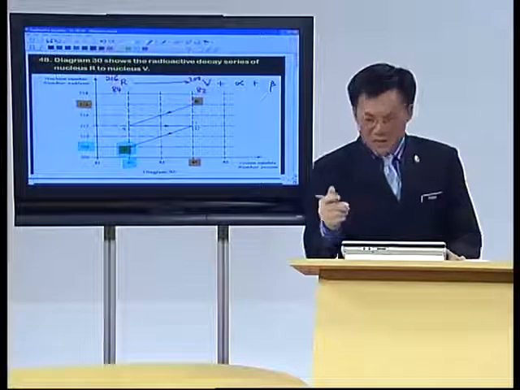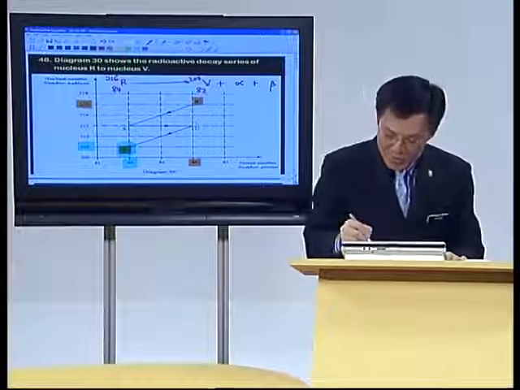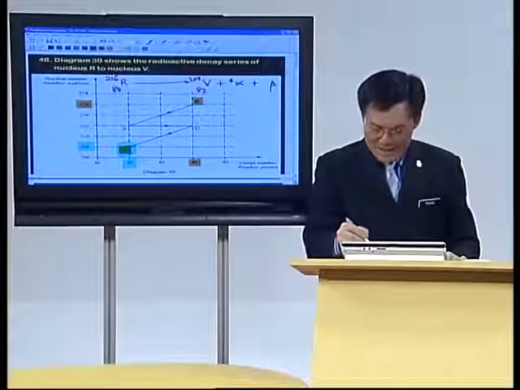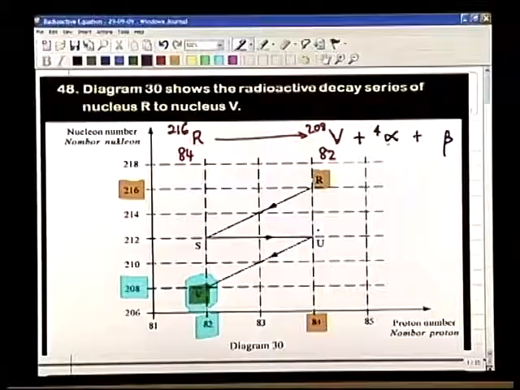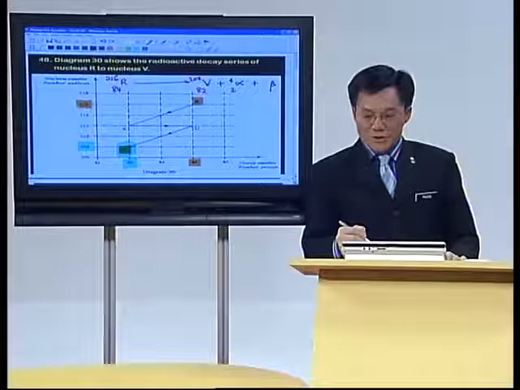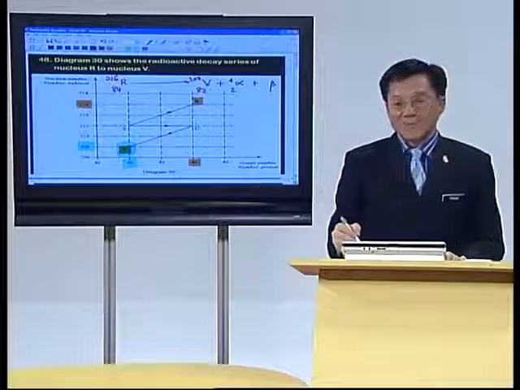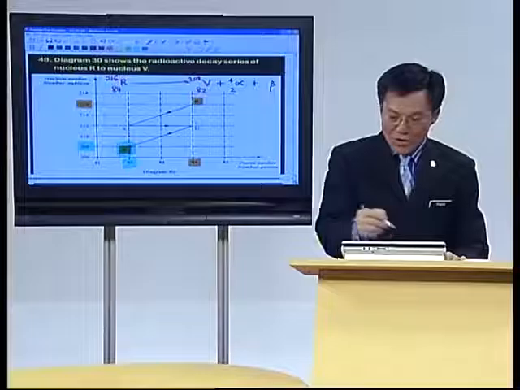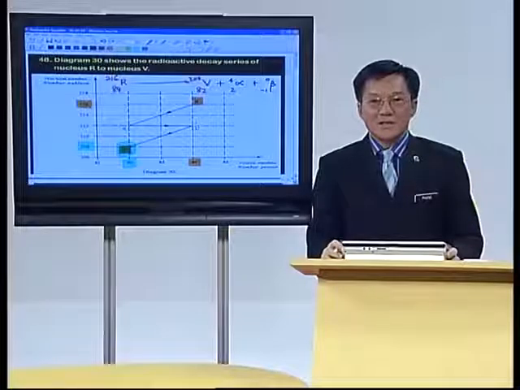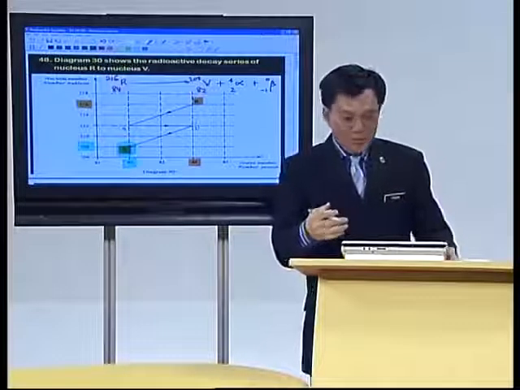Now the simple step and the simple concept is this. Alpha, what is the nucleon number? You must know that it is 4. And what is the proton number for alpha? It is 2. Alright, so far so good. And for beta, what is the nucleon number? It is 0. And what is the proton number? It is -1.